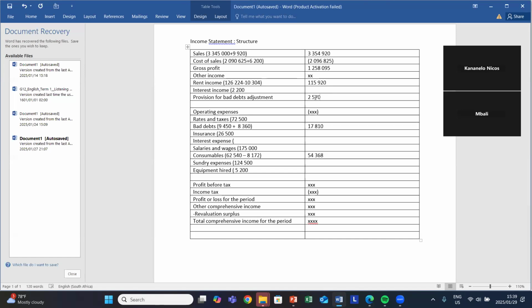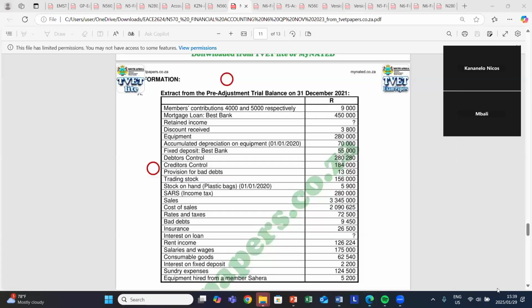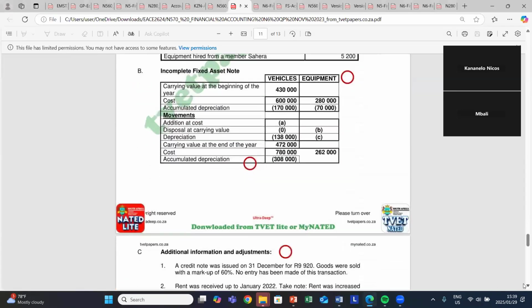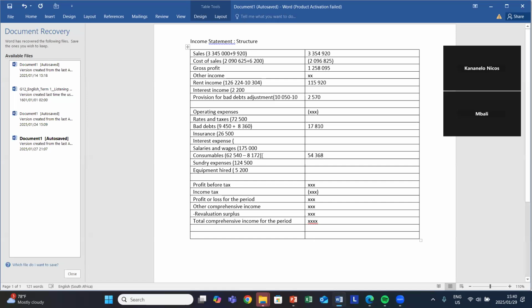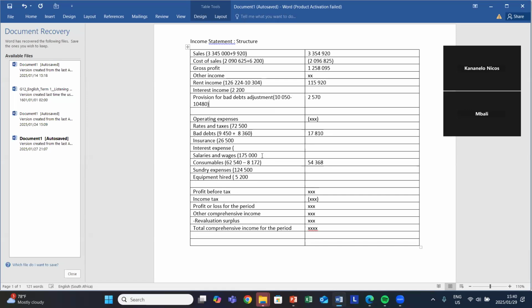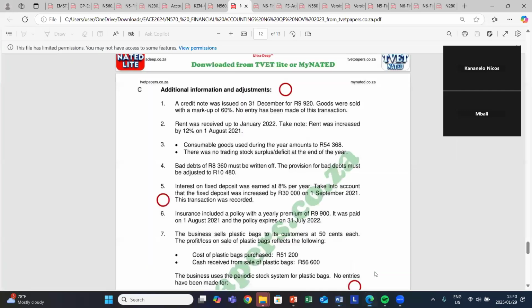And then in the brackets, you just write the calculation. How did you get that 2,570? Can we say 13,050 minus 10,000? Let's go check it. Is it 10,408? Yes, 10,408. That's correct. And then let's check the second transaction.